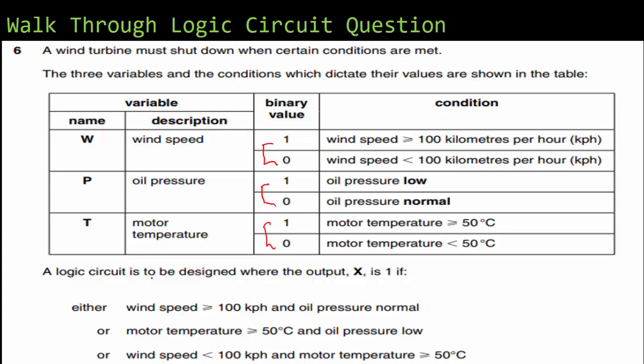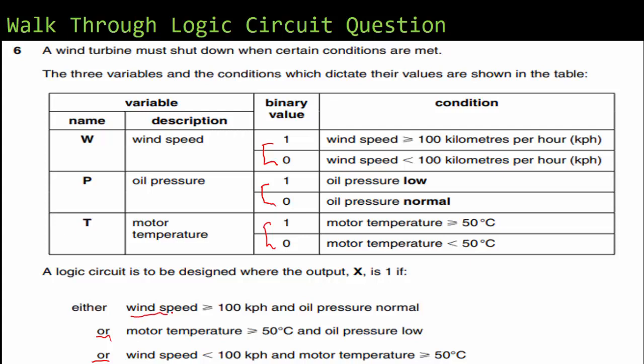So it says the logic circuit is to be designed where the output X is 1 if. So we're always looking for where the output is going to be 1. We're not looking for where it's going to be 0 because we're looking to see when the output is going to happen. So I have either, and that's fine. It's going to be one of these. How do I know it's one of these? Because I have these ORs. That tells me right away, hey, we're going to need some OR gates, which are plus signs. So let's take a look at this first one.